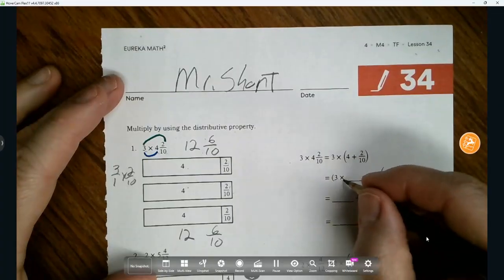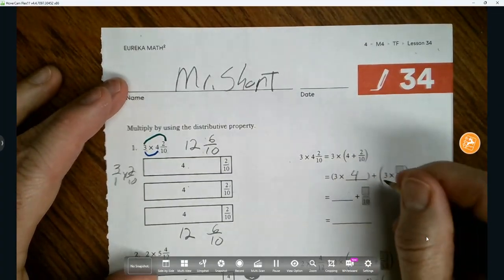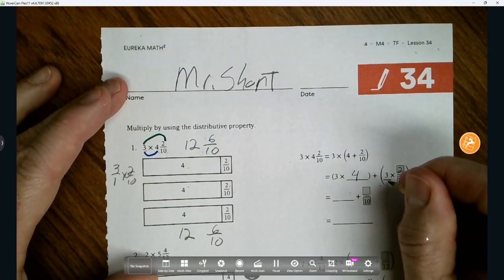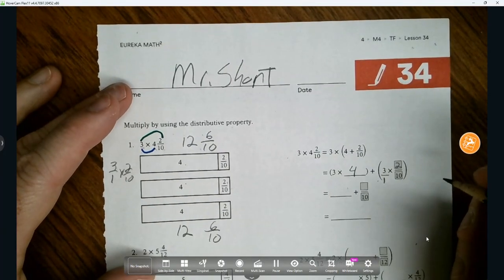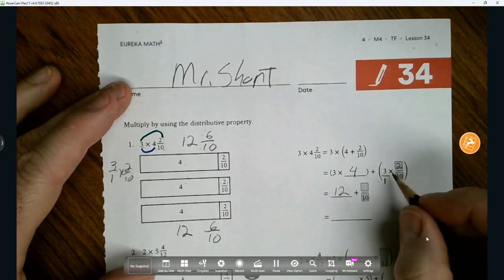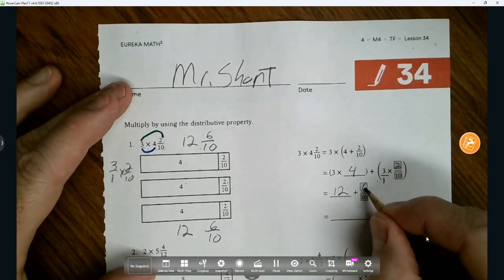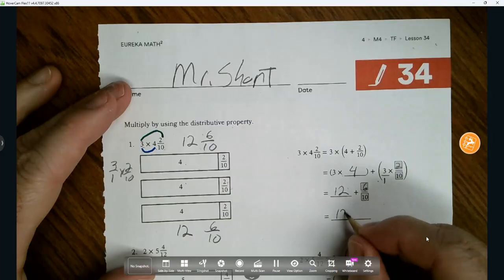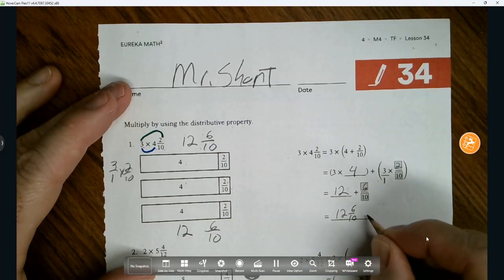All right, so 3 times 4 plus 3 times 2 over 10. Put that 1 there. It makes life easier. So what is 3 times 4? 3 times 4 is 12. 3 times 2 is 6. Our 10 stays there. So 12 plus 6/10 is 12 and 6/10.